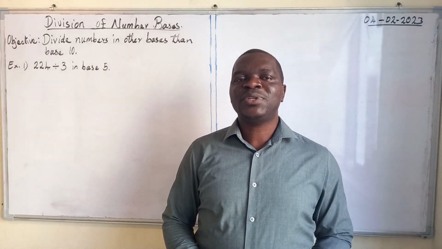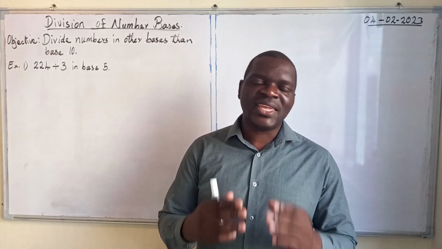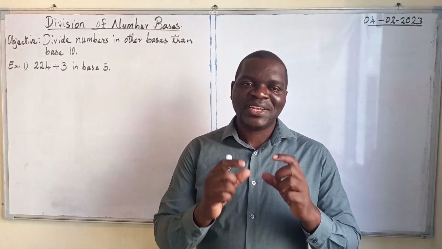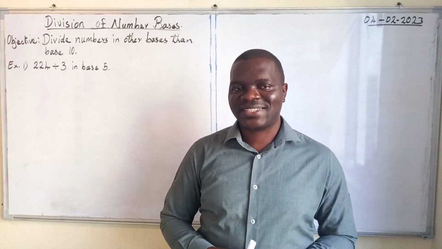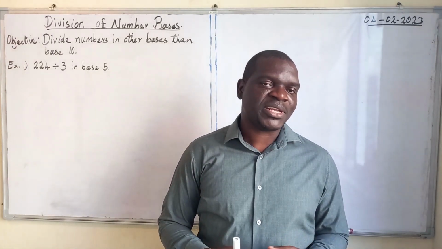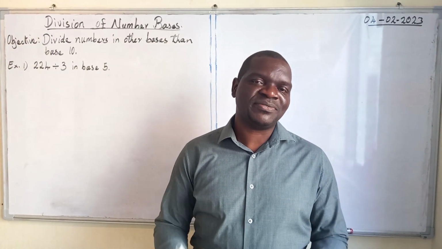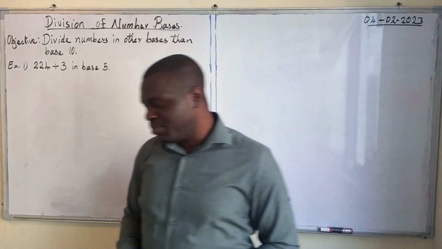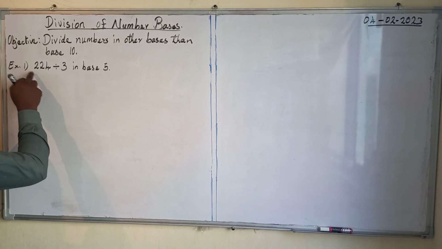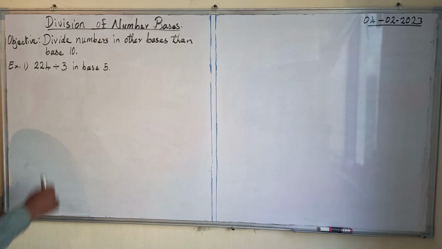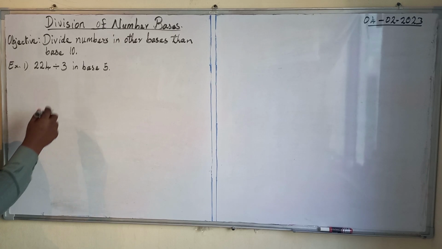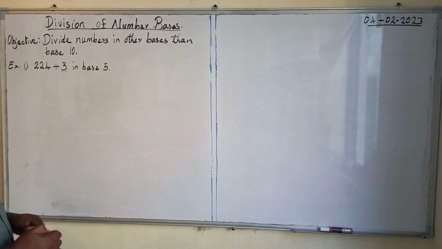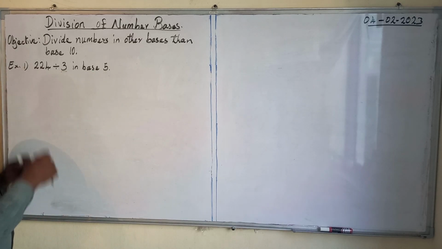Before we do this, you have to be very keen because this, among others, is one of the most tricky topics. So we're going to look at this example and others so that you can better understand how to divide numbers in other bases than base 10. From this example, before we divide 224 by 3 in base 5, we have to construct the multiplication timetable for 3 in base 5 so that it will assist us to do this division properly.